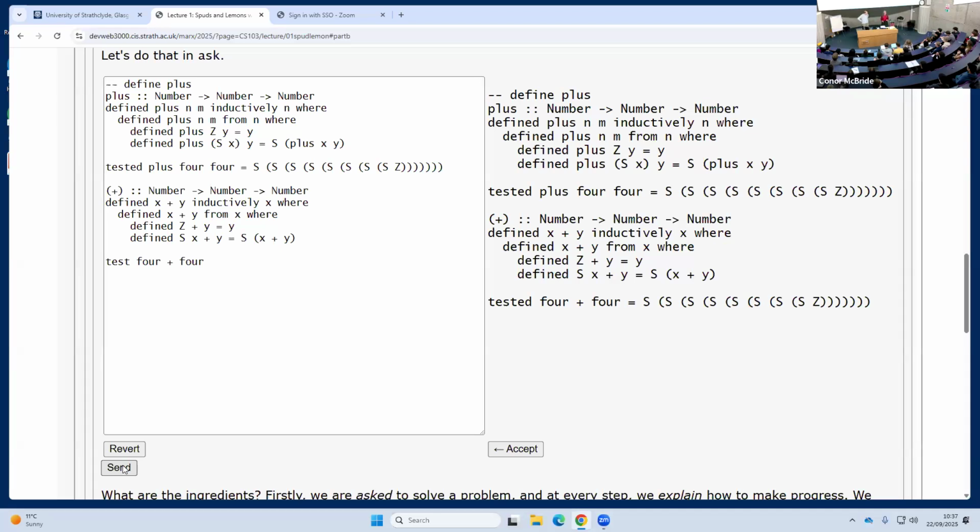Oh, there's something else I should tell you, which is that the university runs a Microsoft Teams server, and there is a Teams team for CS103. And that's absolutely the best way to get hold of me.